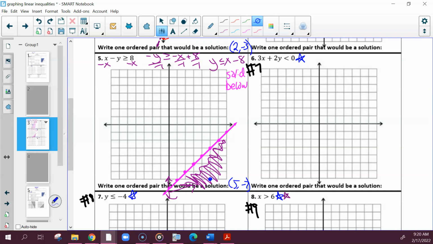Now, when we write our solutions, they should be somewhere within the graph. But just know that as well. Next, questions on 5?